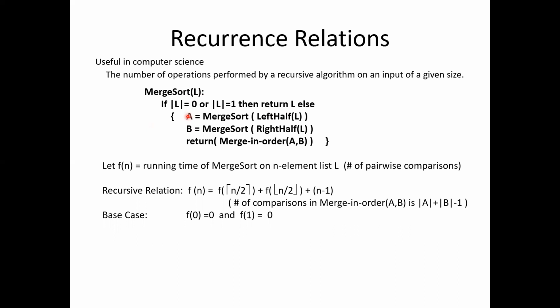Okay, so I took my list. It's a mess. It's completely unordered, but I split it in the middle, and I asked merge sort to sort me the left half, and it did. And sort me the right half, and it did. Now I have two sorted lists.